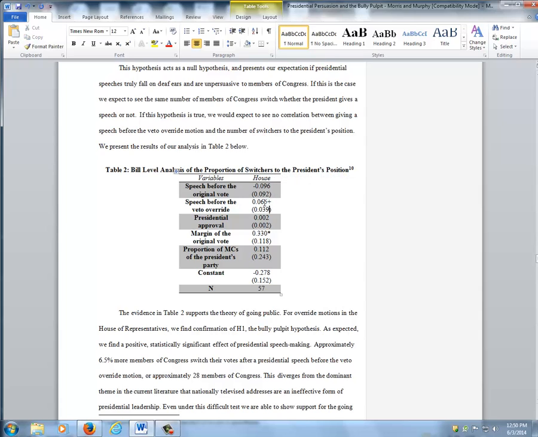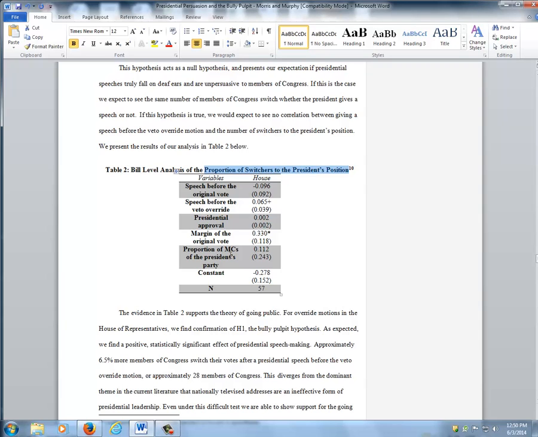So let's look at it. It's significant at 90%. That's good. There's a cross there or a plus. We're happy. It's a positive number. So that means if the president gives a speech before the veto override vote, the proportion of the switchers to the president's position does what? It goes up, right? Because this is a positive number here. If the president gives a speech before the veto override, the proportion of switchers to the president's position goes up.